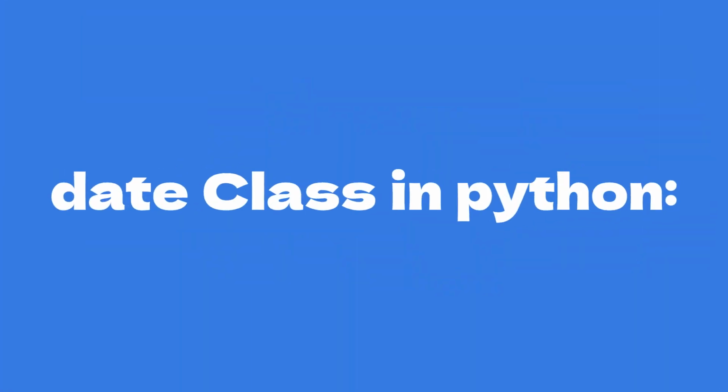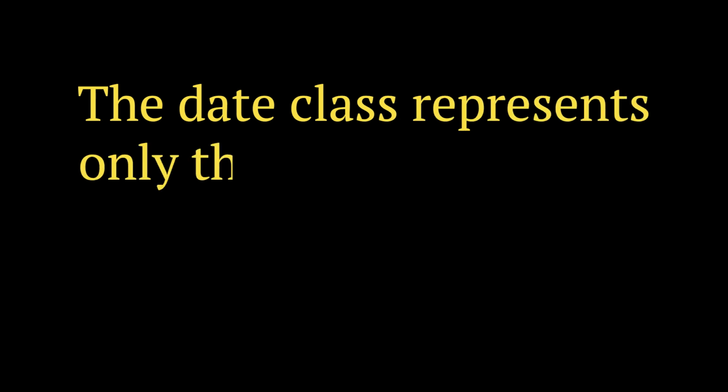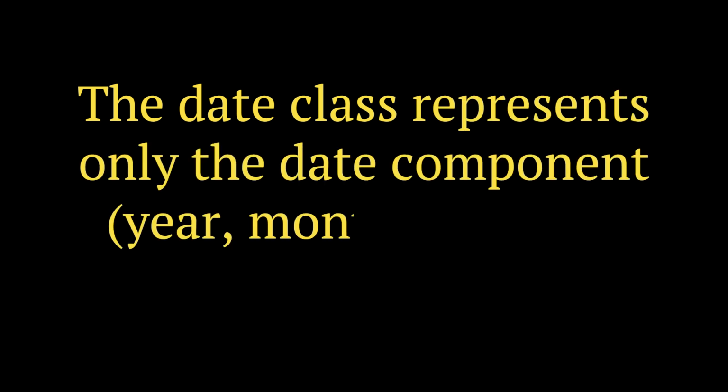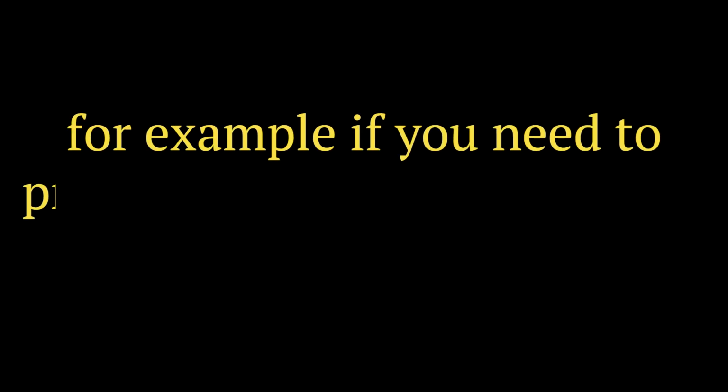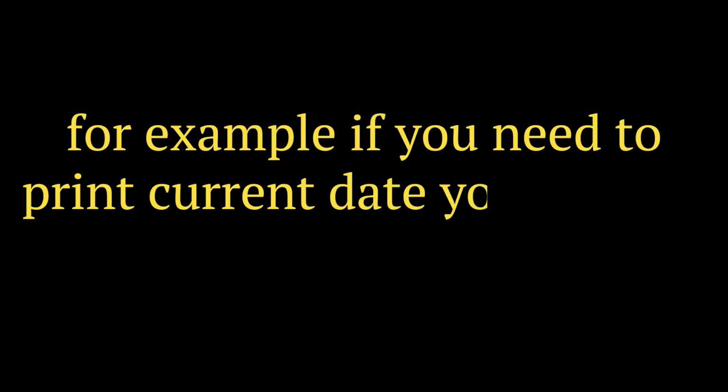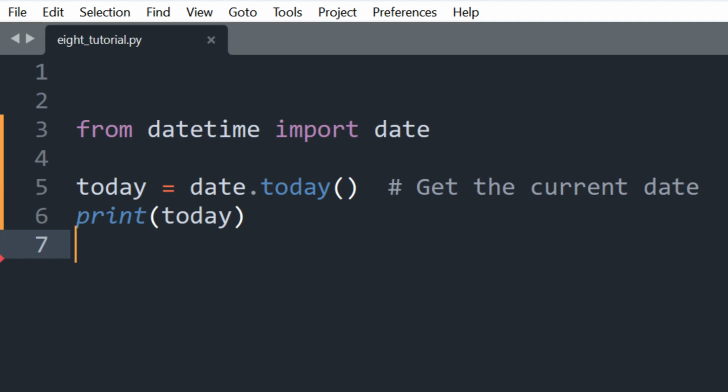Date class in Python. The date class represents only the date component, year, month, and day, without the time. For example, if you need to print the current date, you can use the date class. Here is the example of how you can print the current date in Python. First you need to import the date class from the datetime module, and then you can use the date.today function to print it.